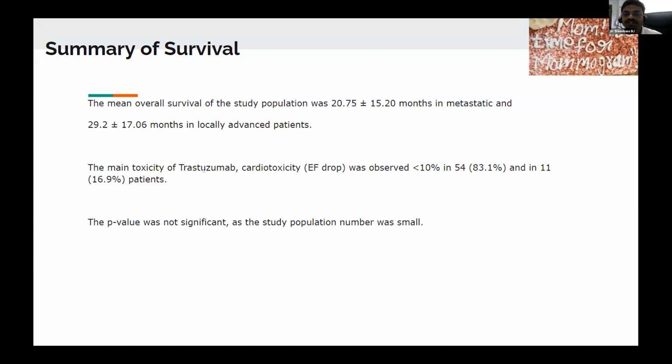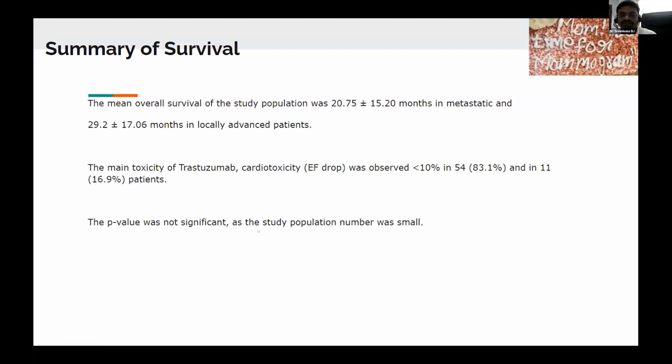The main toxicity was trastuzumab cardiotoxicity, observed as an EF drop of less than 10% in almost 83.1%, and 16.9% had a more than 10% drop, and we were able to restart in that group also. Apart from neutropenia and other side effects associated with chemotherapy, which we have not recorded, as the study was on overall survival, cardiotoxicity, and the generic versus original comparison.